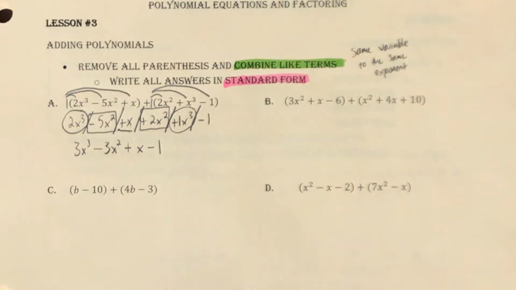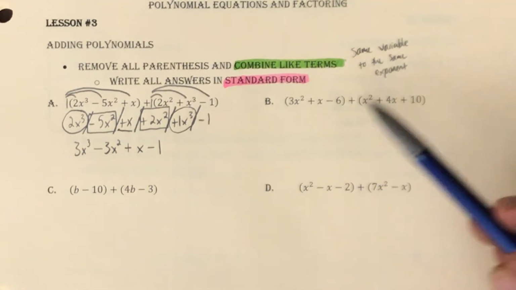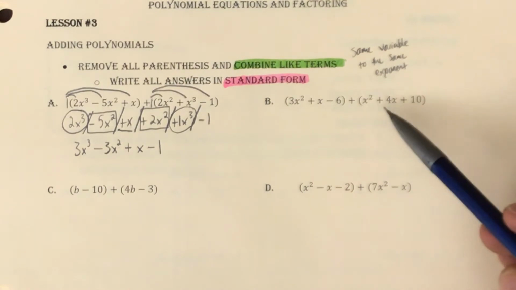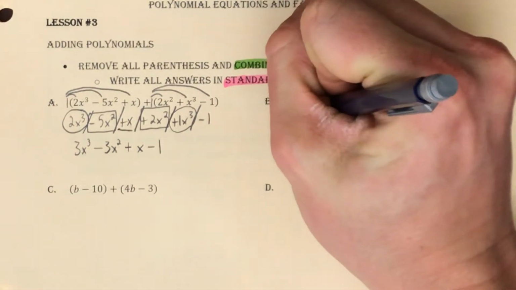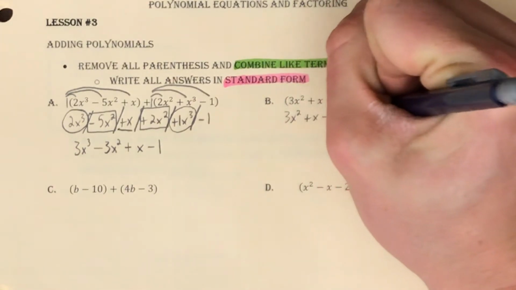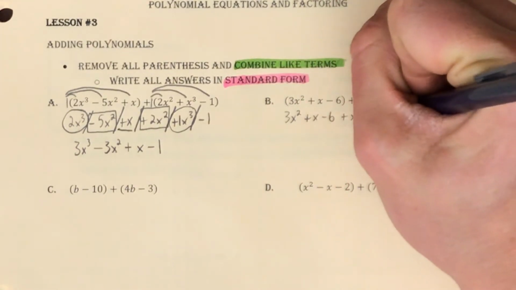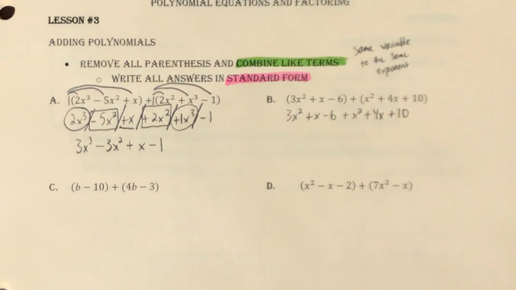All right, well, I'd encourage you to try example B on your own, then check your answer with mine. So again, when we're adding polynomials like example B, 3x squared plus x minus 6, and then plus the polynomial of x squared plus 4x plus 10, we're really distributing a positive 1, so we can just bring them down out of parentheses. So this becomes 3x squared plus x minus 6 plus x squared plus 4x plus 10. So I bring them down exactly as they are.